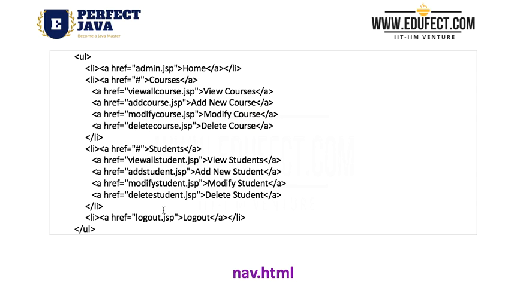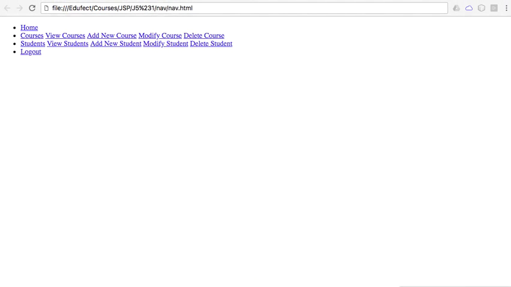And when we now run this HTML, how would this look like? Let us see. So when we run this HTML, this is how we get. So we get home, then we get courses, we get students, and we get logout. And then to the right of courses, we get our four options: view courses, add new course, modify course, delete course. And to the right of students, we are getting view students, add new student, modify student, and delete student.